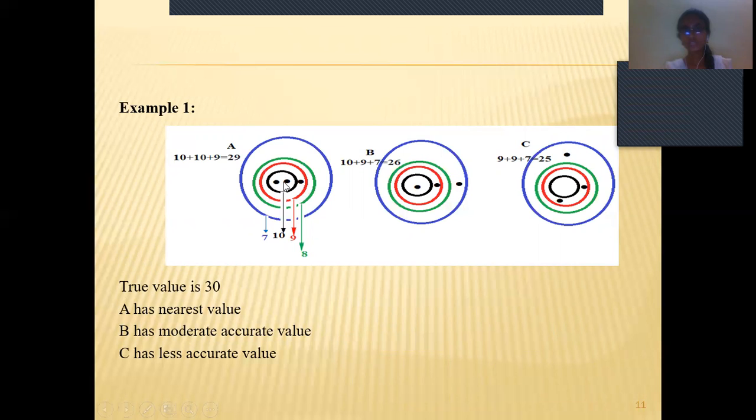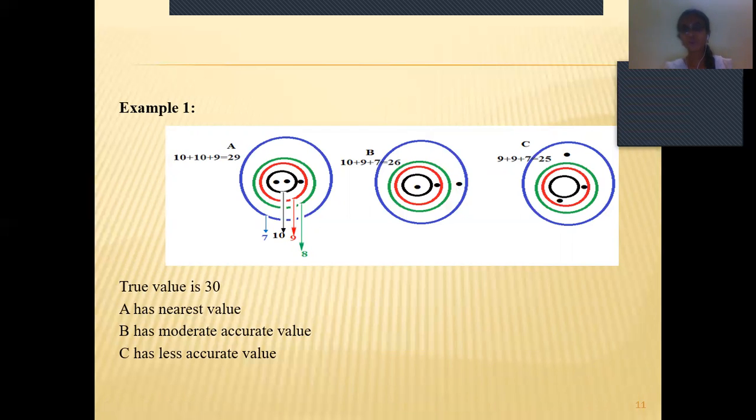So he has shot 2 arrows in the 10 and 1 in the 9. So 10 plus 10 plus 9 means 29. And person B has shot arrows in 10, 9, 7, so he got 26 points. Next, C has shot in the 9 and 7, so he got 25 points.